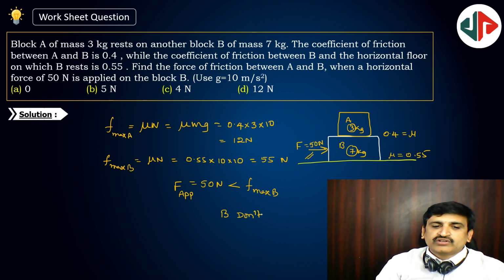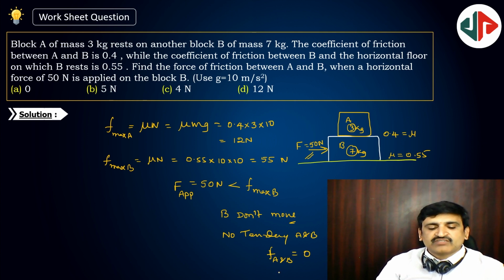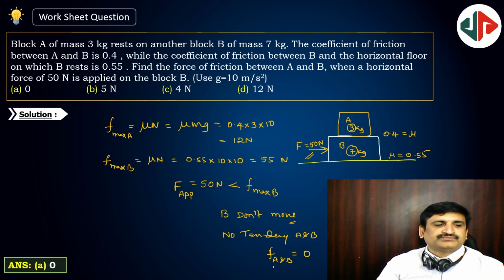B doesn't move. As B won't move, obviously there is no relative motion between A and B, and there is no tendency of motion between A and B either. So obviously the frictional force between A and B is zero. Whenever there is a tendency of motion, only then does the force come to act. Okay, next.